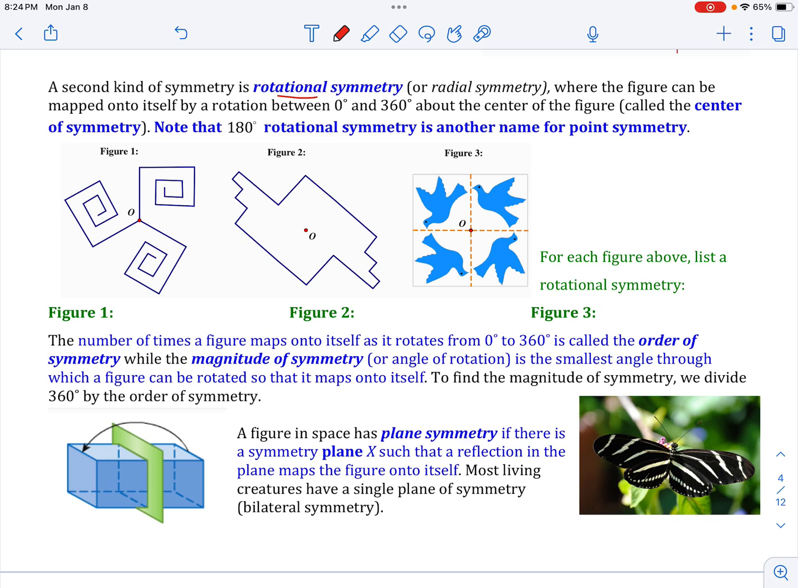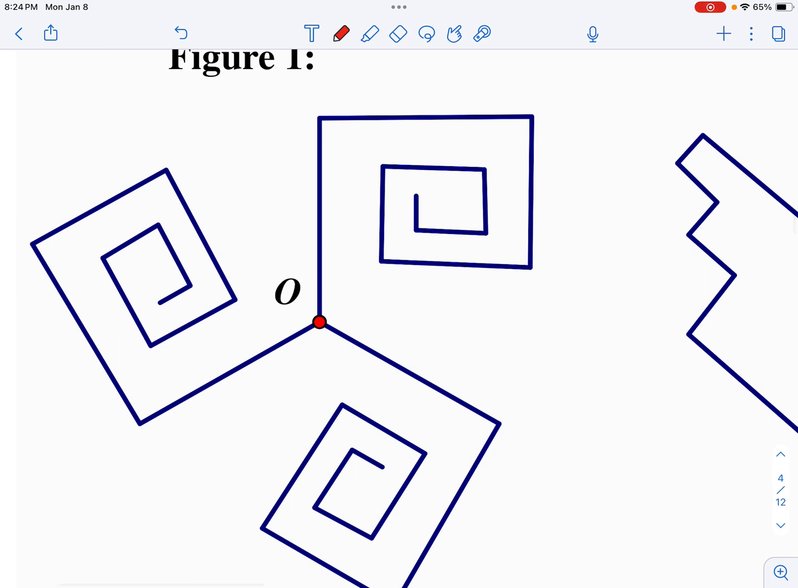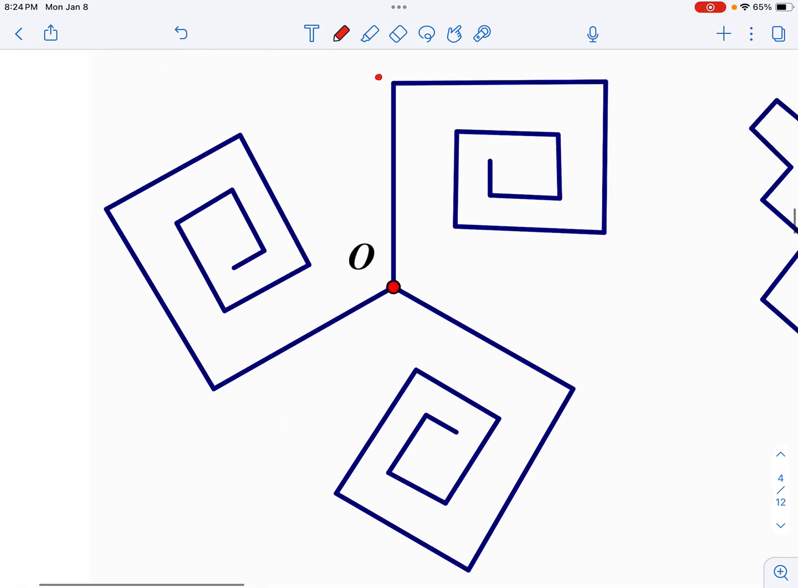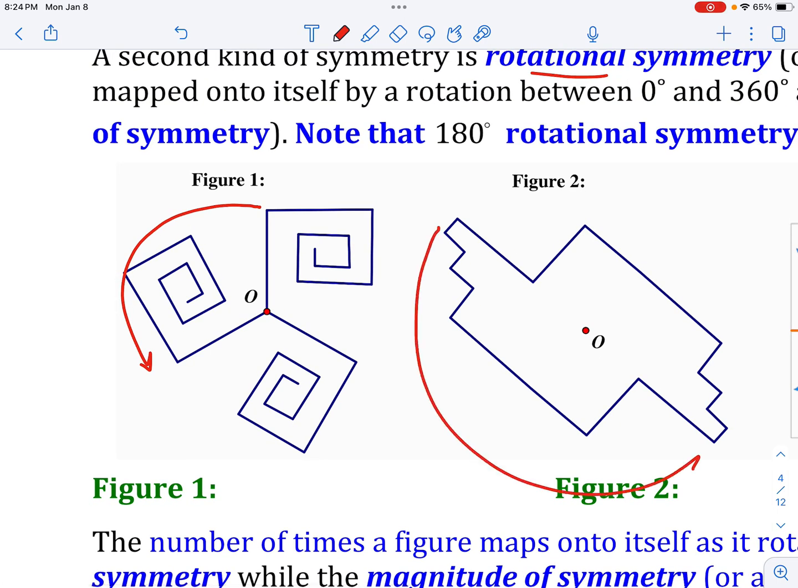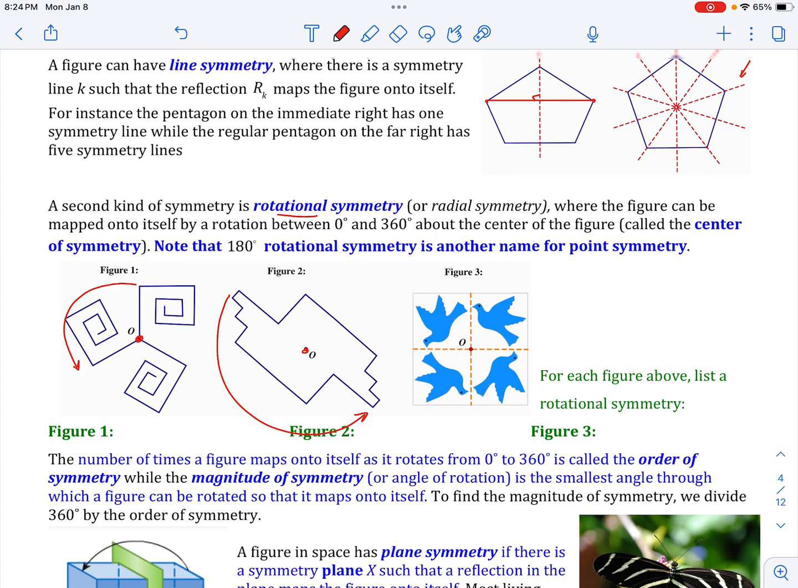You might kind of realize that if this thing rotated around this much of the circle, it would land exactly where it is. Or if this thing rotated 180 degrees, it would land right where it is. So we need to be concerned with the angle of rotation, but also really where the center is. They're marked here.